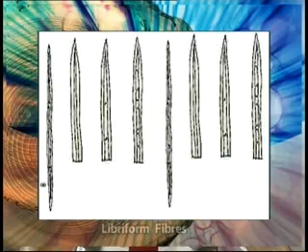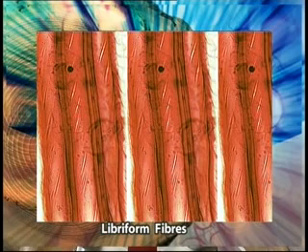Next, libriform fibers. As the most highly specialized wood fibers, libriform fibers are the most abundant cell type in many woods and are the major elements of structural support. They are characterized by great length, relatively small transverse diameters, thick secondary walls and sharply tapered ends.